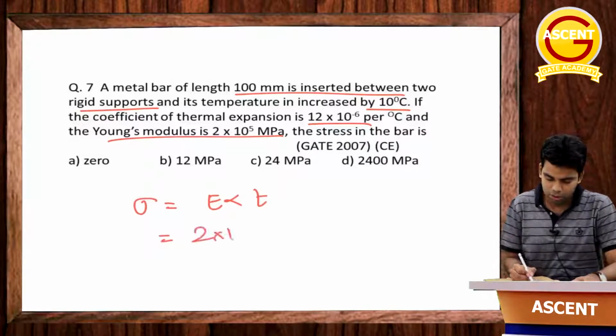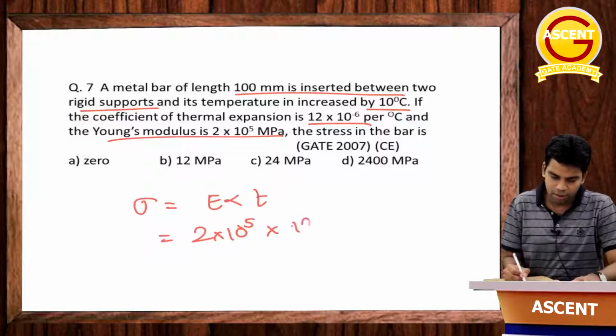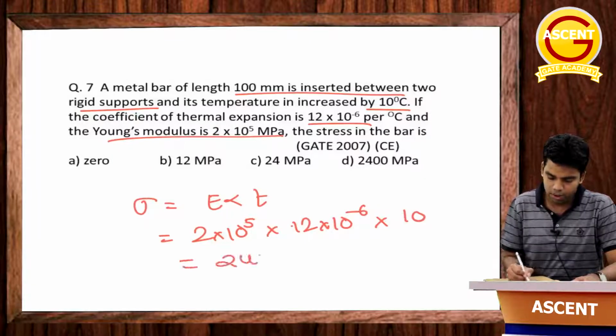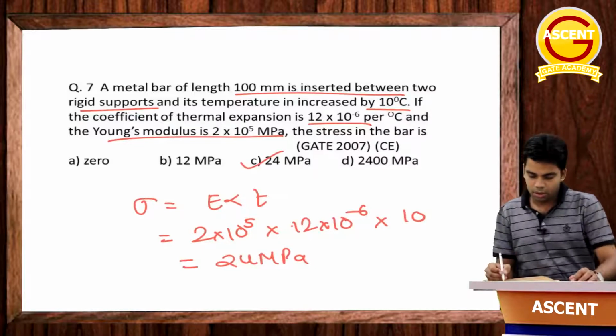E is 2 into 10 raised to power 5, alpha is 12 into 10 raised to power minus 6, into change in temperature of 10 degrees centigrade. So from here this will be equal to 24 megapascal. Answer should be C. Getting this? Okay, next question.